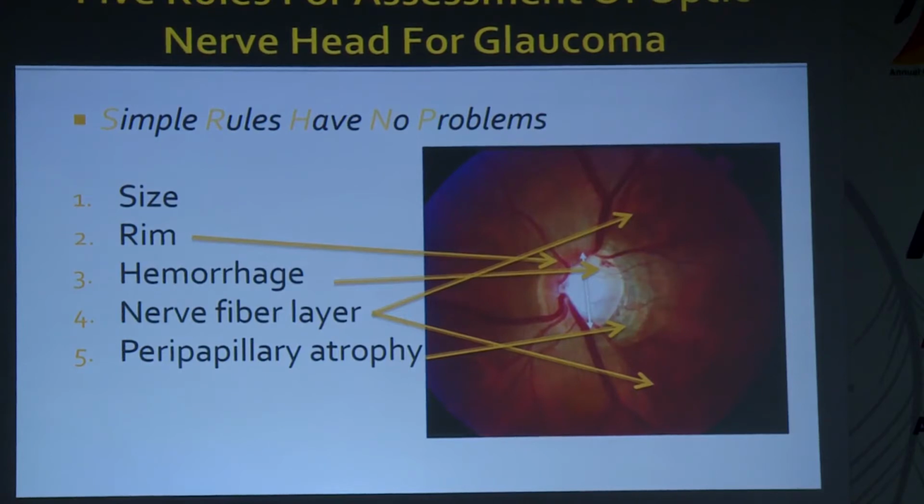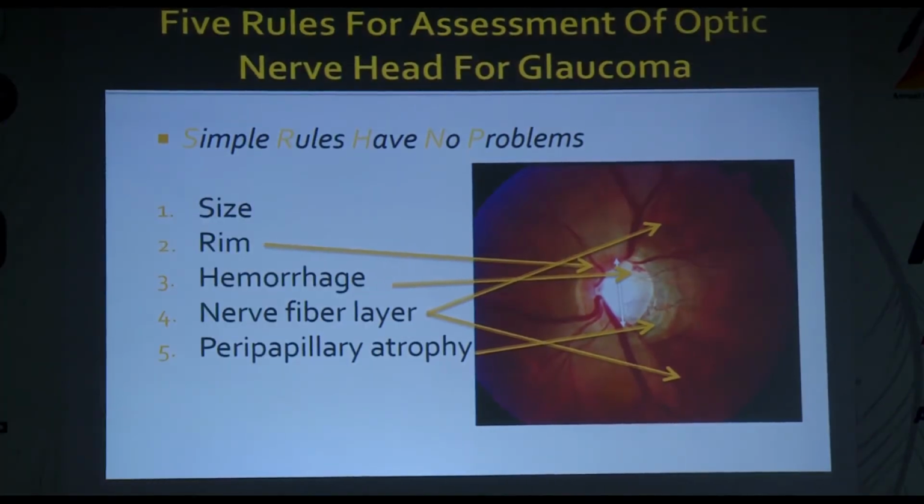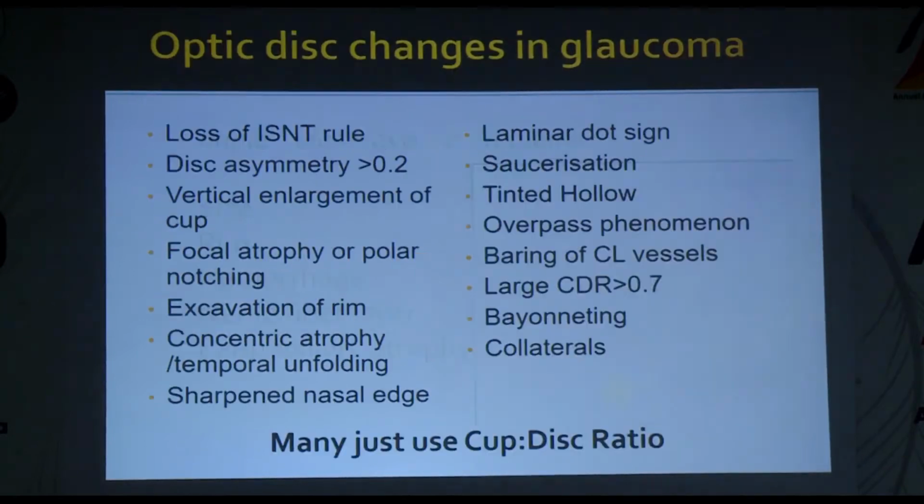So there are many signs to pick up a glaucomatous optic disc, but for all practical purposes, you can very easily remember just these 5 rules, which can be remembered with a very simple mnemonic. Simple rules have no problem. You need to look at the size of the disc, the neuroretinal rim, hemorrhages, look for nerve fiber layer defects, and look for peripapillary atrophy.